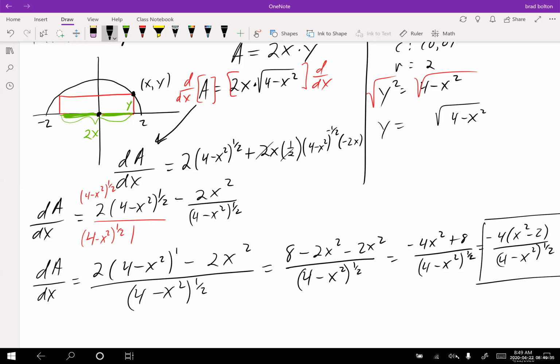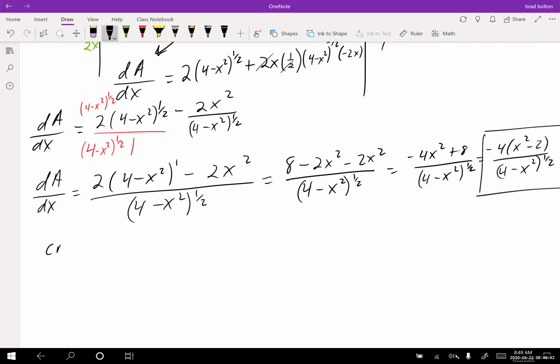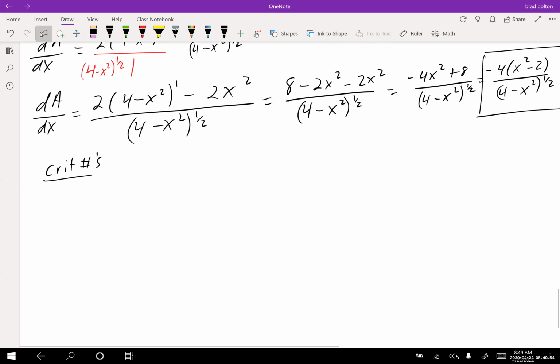We now have 4 times (x squared minus 2). Now we have to find our critical numbers. So don't lose track of what you're trying to do. The whole point of all of this was to take the derivative so we could find the critical numbers. So I'm going to take x squared minus 2 and set it equal to 0. And I'm going to take 4 minus x squared and set it equal to 0.